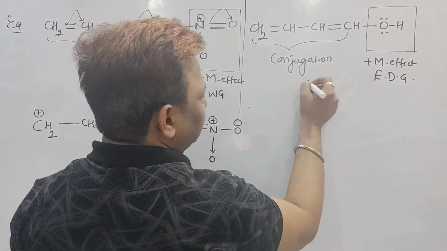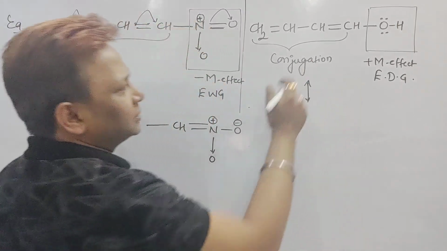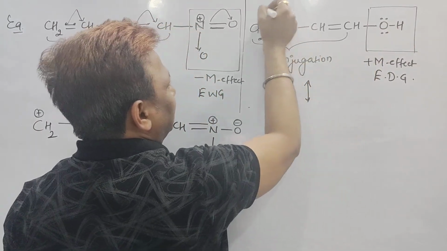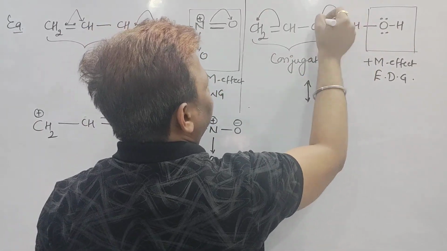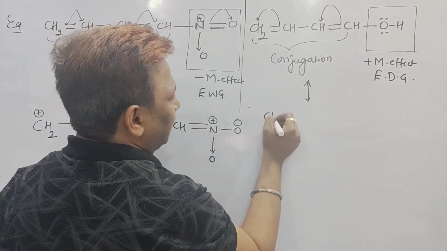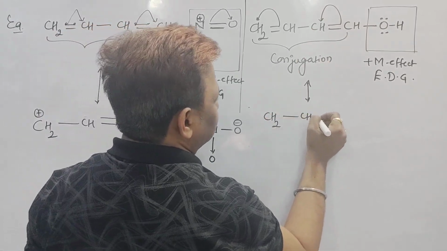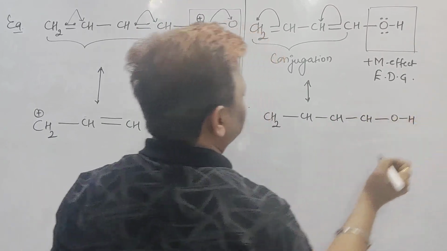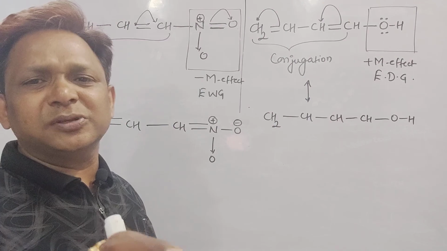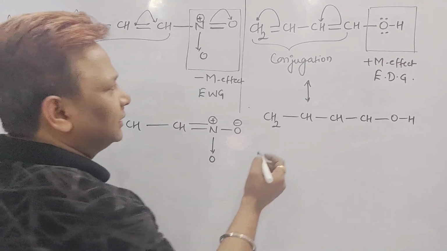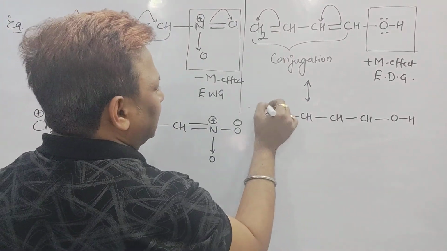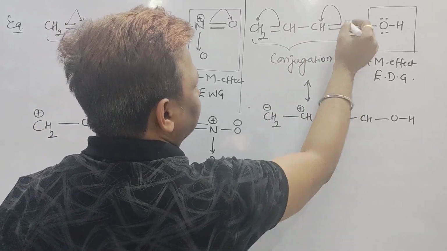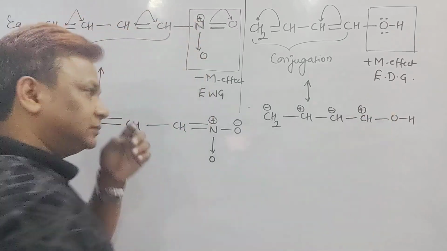But I want to draw the resonance structure of this one also now. This one is an electron donating group. That means your pi electron shifted to here. First you should write CH2 single bond, CH single bond, CH single bond, CH single bond, O bonded with H. But with O bonded with H, in this case, here carbon will get negative, so this carbon will get positive.